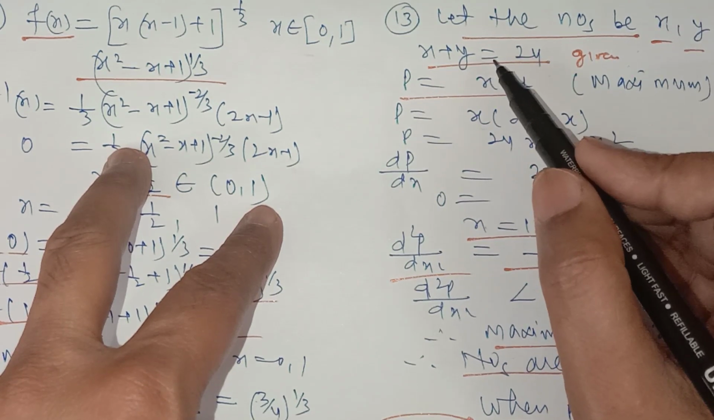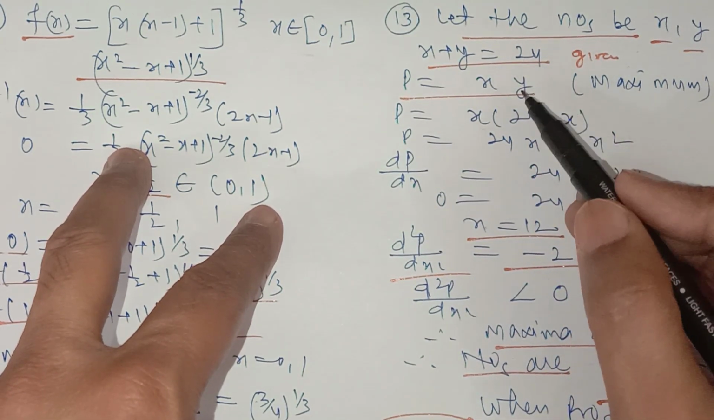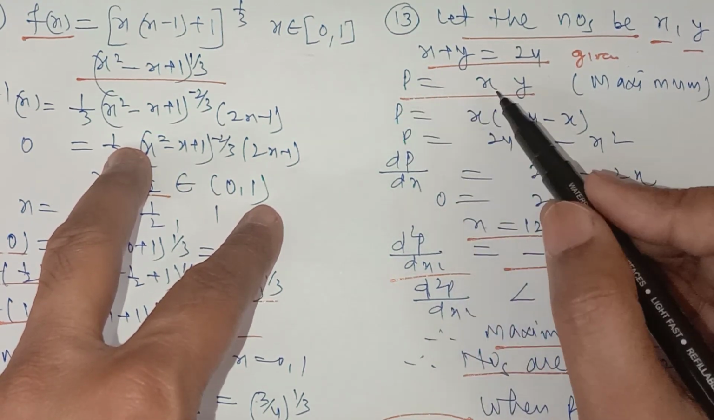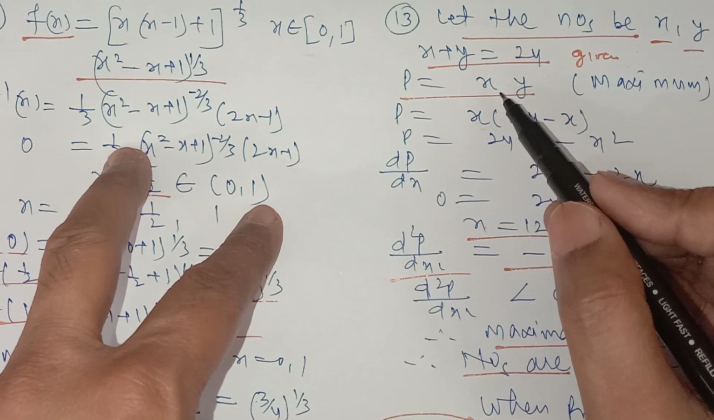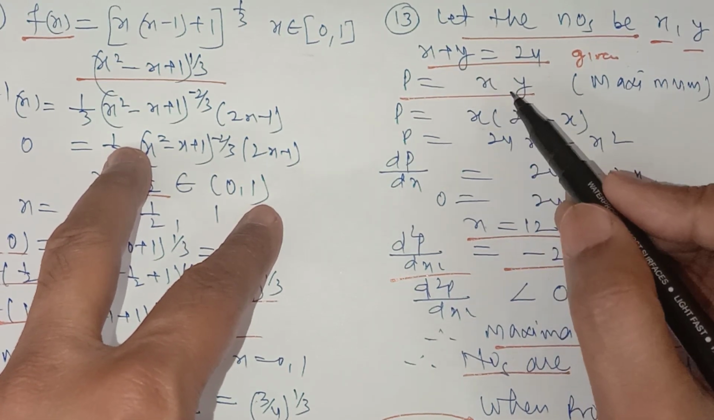What is given and what you have to prove. It is given that the sum of the two numbers is 24, and you have to prove its product is maximum. So you have to differentiate this product and prove that its second derivative will be negative. So we have two variables in this function P.